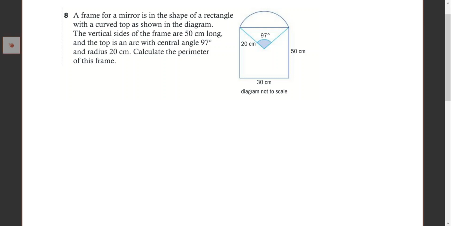But you're being asked to calculate the perimeter of the frame. It's a very normal, very common question, which is you've got to find the curved length, so the arc length, and you have to find the straight lines. Now the straight sides are easy enough. There's not an issue there.